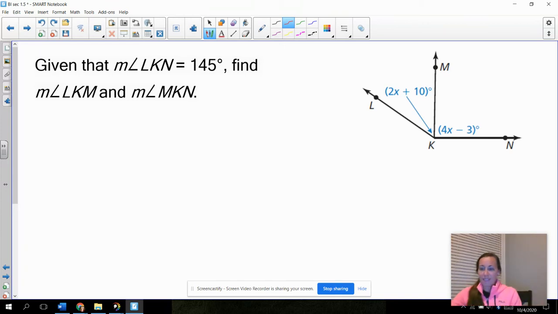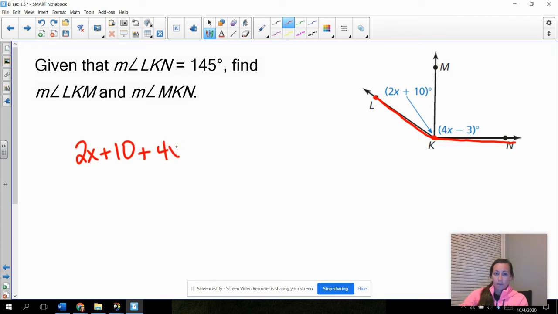All right, so here's an example. They tell me over here that the measure of angle LKN is 145. So LKN, that's the whole thing, right? The whole angle is 145 degrees. I'm going to take the two pieces inside that whole and add them together and set them equal to the whole thing, which was 145. So this is the equation you get.